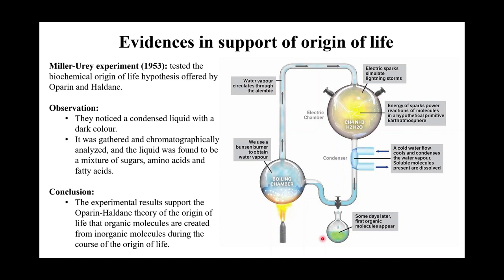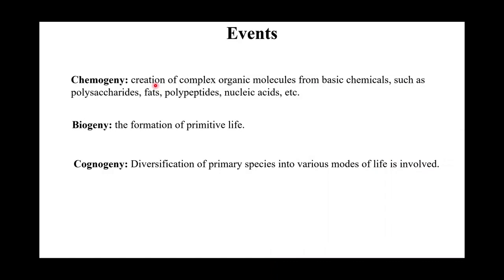And so now on the basis of this experiment, we can divide the events that took place for the origin of life on Earth into three different categories: chemogeny, biogeny, and cognogeny. Chemogeny is the creation of complex organic molecules from basic chemicals such as polysaccharides, fats and polypeptides. Biogeny is the first life which is formed, and cognogeny is the diversification. So they started diversifying that little cell that you will see in the coming slide. They started diversifying and forming all these complex organisms that you see in your environment today.